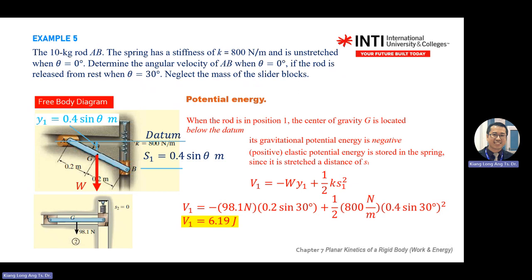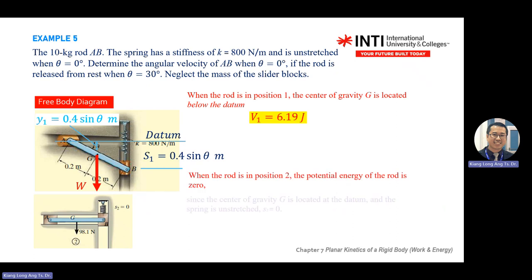I think I made a mistake in my slides, especially here. This small one is not 0.4, it should be 0.2. My Y1 here should be 0.2, not 0.4. 0.4 is the B point. This one is 0.4, but here is 0.2. This small triangle here. So that's why here is 0.2, and that one is 0.4.